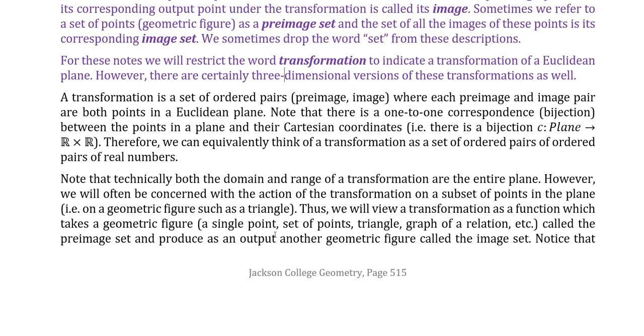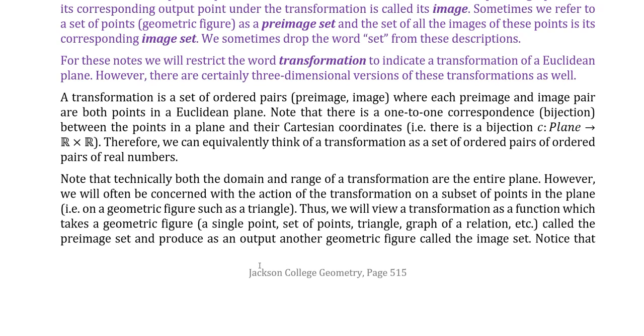And notice that there's a one-to-one correspondence, a bijection between the points in the plane and their Cartesian coordinates. So you can map the plane to the ordered pairs of real numbers. This is what we mean by this, R cross R. And therefore, we can equivalently think of a transformation as a set of ordered pairs of real numbers. So notice that technically both the domain and range of a transformation are the entire plane.